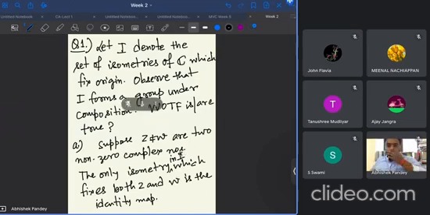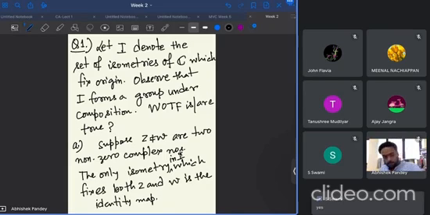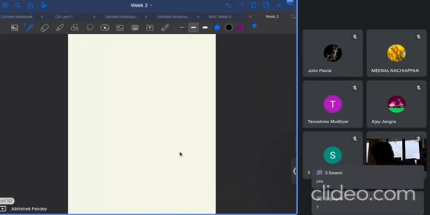So what would be the answer for this one? The first question: let I denote the set of isometries of C which fix origin. Observe that I forms a group under composition. Now which of the following is/are true? Suppose z, w are two non-zero complex numbers. So the only isometry in I which fixes both z and w is the identity one. Is it true? Okay, so I got one answer which says it is true.